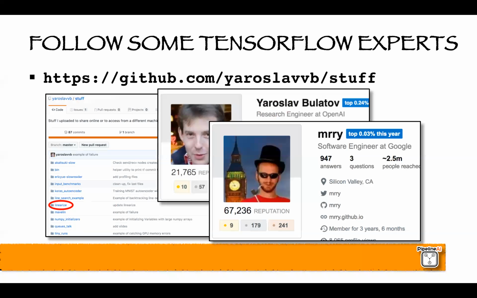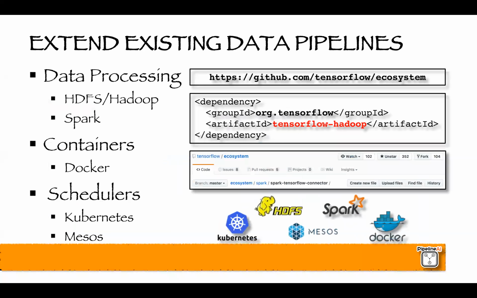And so I pay very close attention to these guys because they have the answers right away, because they know this code very well. So Yaroslav went to OpenAI for a bit. He's now on his own, and Derek is still over at Google. All right, quick slide: if you need to integrate with your existing Spark or Hadoop, you can use some of these libraries, Ecosystem Project.